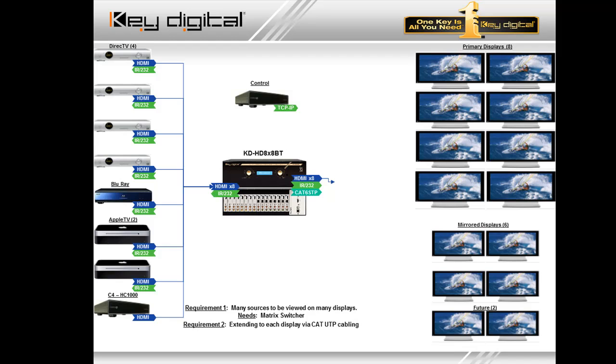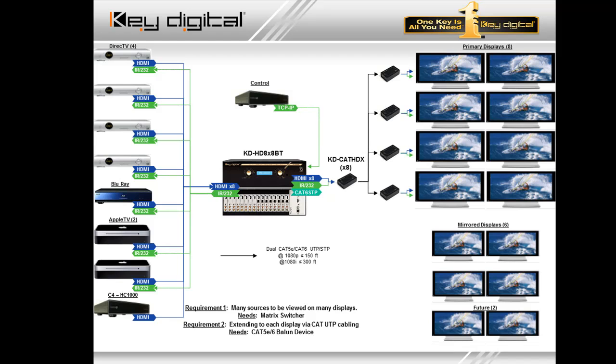Requirement number 2, extending to each of these displays via Cat cabling. And it looks like 8 of those primary displays are in the zones where we do not have the option to run new Cat cabling. So we're going to go with the KD Cat HDX. It should be noted that we also have a plate in the case that you need to use these Cat HDXs, for example, in your equipment rack, and you're concerned, I really wish it could look nice, clean, as it would if I were just plugging in that RJ45 into the 8x8 BT matrix switcher.